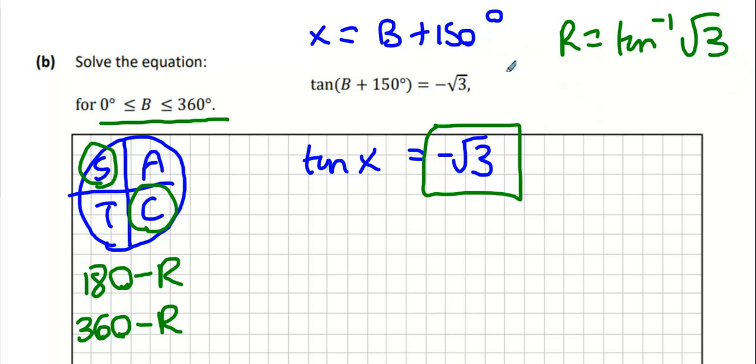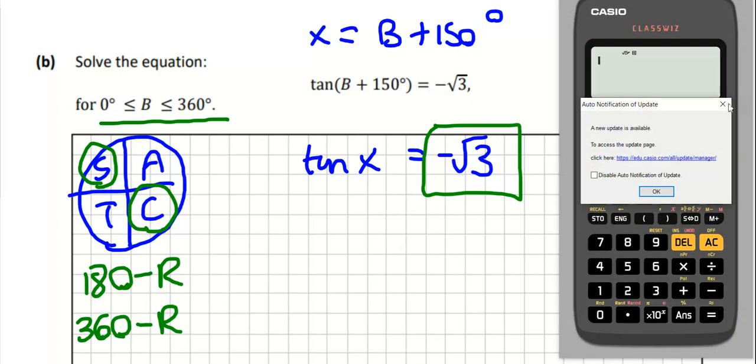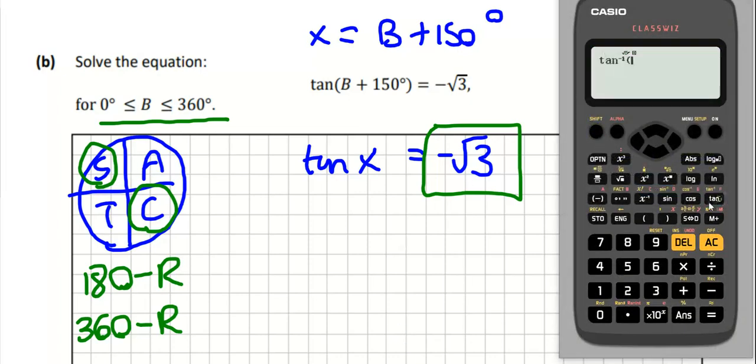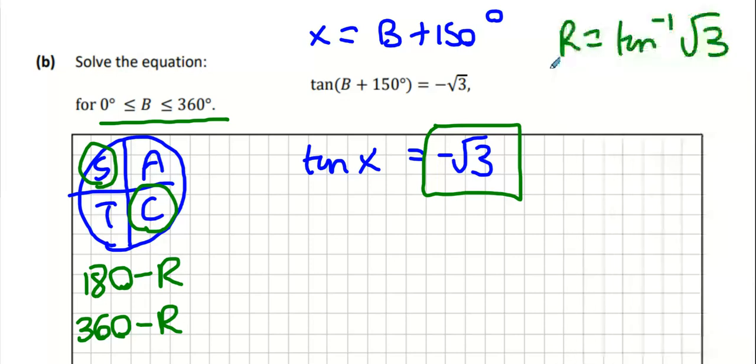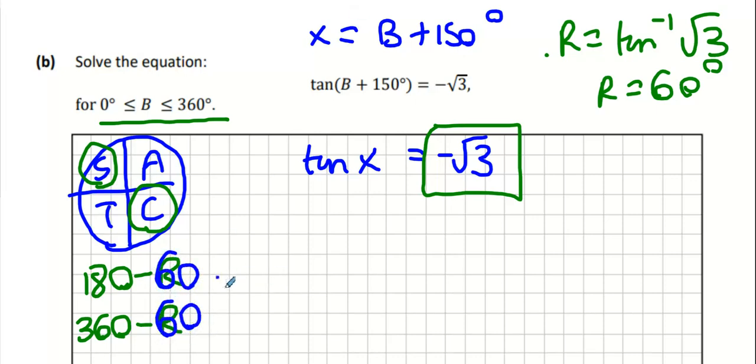Now, what we're thinking here is what we could have done is tan inverse root 3, shift tan inverse root 3, 60 degrees, okay? So 60 degrees. Going to put the 60 degrees into these two formulas here. And there's going to be two answers. There's going to be 120 and 300.